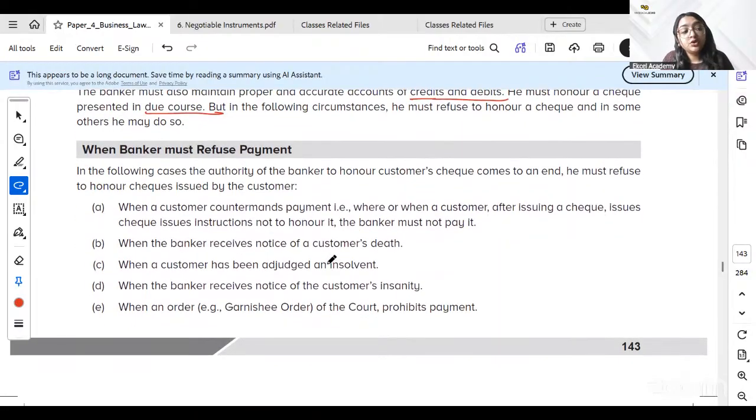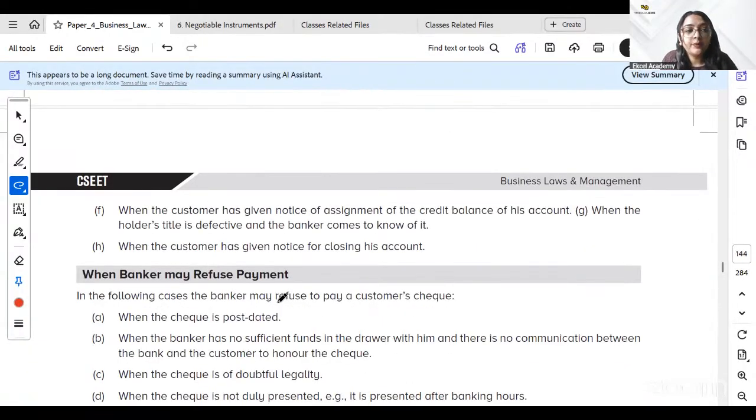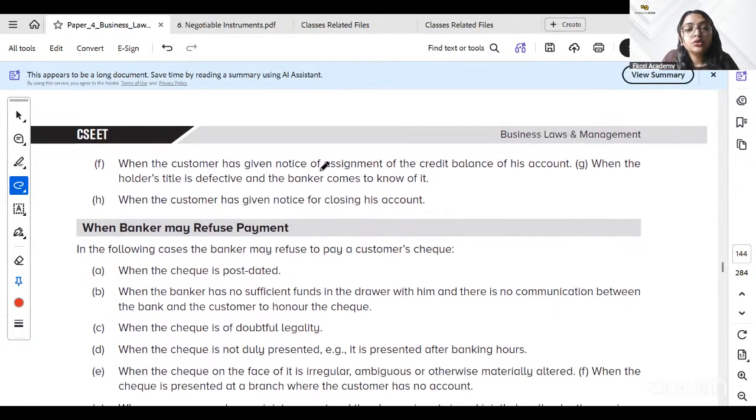Okay, when should a banker refuse your payment? That is, when it should, when it must. When a customer itself gives a written notice saying do not make the payment. Customer's death, insolvency, insanity, garnishee order, wherein the court itself is freezing your bank account. Then there's a notice of assignment of the credit balance, holder's title is defective, and the customer has given a notice for closing his account.